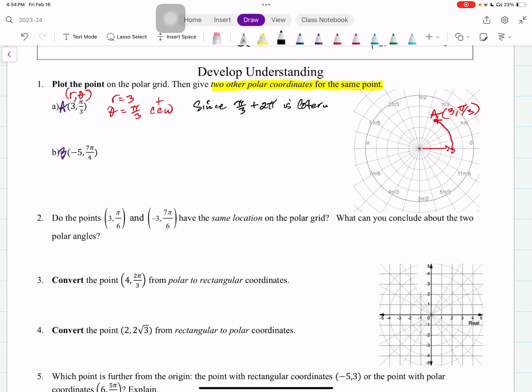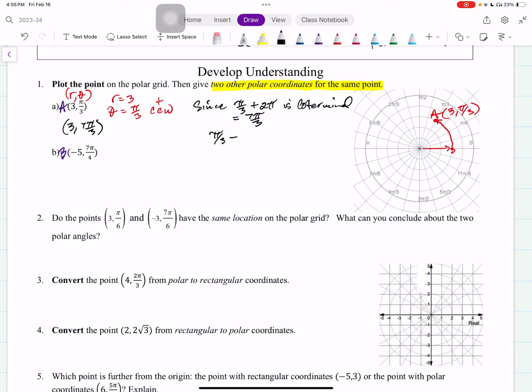So we want to add these two together. Now 2 pi is 6 thirds, and 6 thirds plus 1 third is 7 thirds. So this is 7 thirds pi. So another point that is at the same location here is 3 comma 7 pi thirds. Okay, because 7 thirds is coterminal. That's one way you can do it. So you can add 2 pi. The other way is subtract 2 pi. So you can also do that as well.